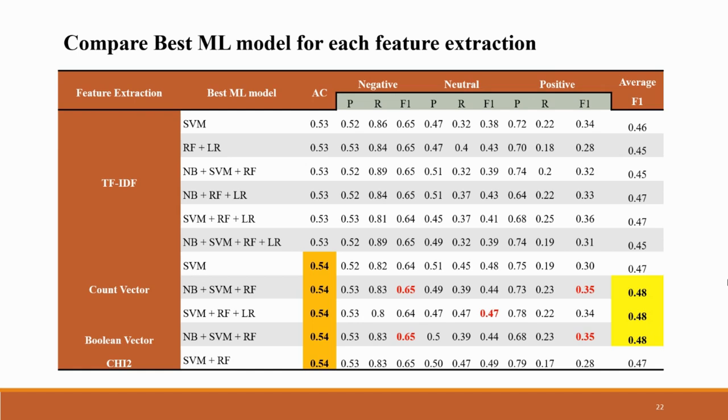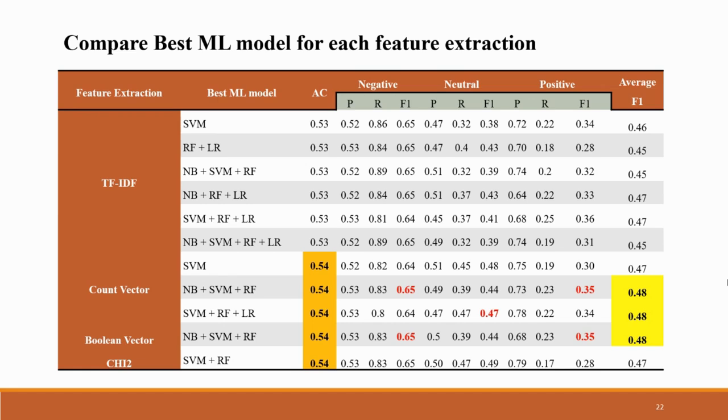Among the five best classifiers, examples of NB, SVM, RF with the count vector and examples of NB, SVM, RF with the Boolean vector are the best machine learning methods in classifying the negative and positive code switching tweets, as both of them give the highest F1 score in the negative and positive tweets. Whereas the examples of SVM, RF, and LR with count vector is the best machine learning method in classifying the neutral class code switching tweets.